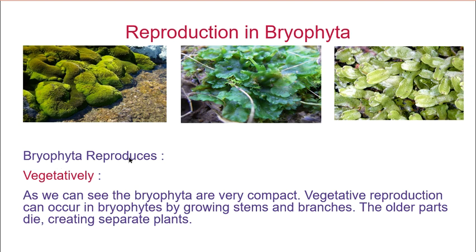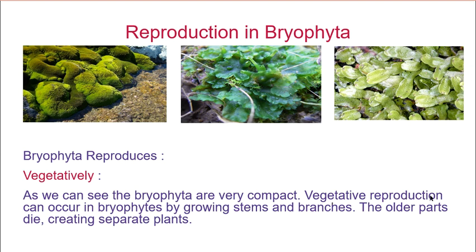Now how does the reproduction happen in this? First of all, we will take a short intro and then we will start. Now in vegetative, as we can see, the bryophytes are very compact. That's true. You can see in the picture how compactly they are placed. There is no space in it, in this also, and this also. See how densely and compactly the leaves are arranged.